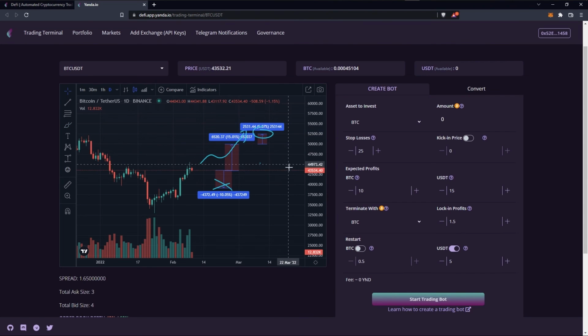The same logic can be applied the other way around by enabling the BTC restart to follow the price if it falls more than expected. This is how restarts work.